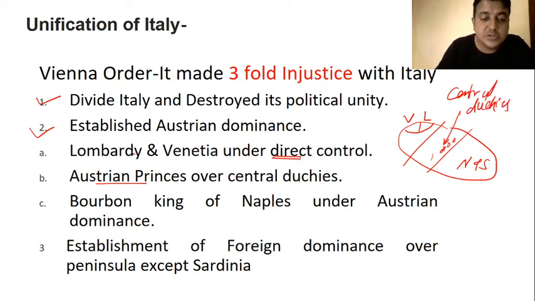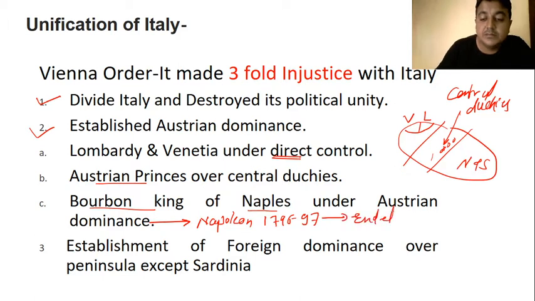Here are the central duchies. Austrian princes over the central duchies. So this means indirectly controlling that Italian speaking area. And the third, the Bourbon king of Naples under Austrian dominance. How is it possible? Because Napoleon, in 1796-97, when he invaded, ended the influence of the Bourbon dynasty. He ended the Bourbon dynasty from the Kingdom of Two Sicilies.